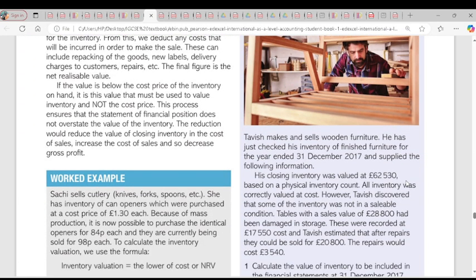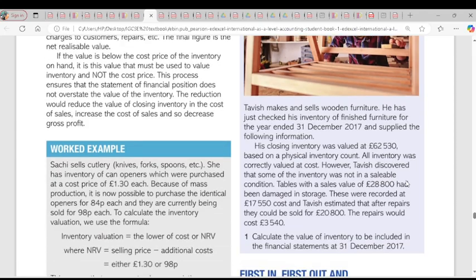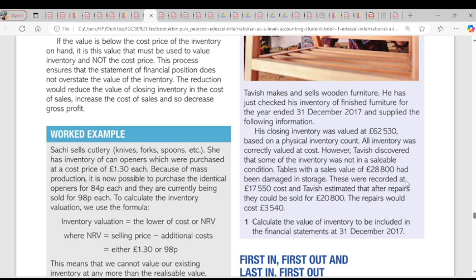It says, Tavish makes and sells wooden furniture. He has just checked his inventory of finished furniture for the year ended 31 December 2017 and supplied the following information. His closing inventory was valued at 62,530. Remember, the closing inventory is still going to be part of your statement of financial position as current assets. Based on the physical inventory count, all inventory was correctly valued at cost. However, Tavish discovered that some of the inventory was not in sellable condition. It means they are damaged. They can't sell them at that point, so you have to work on them.